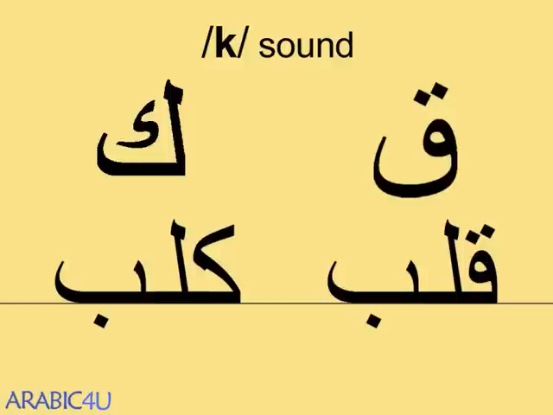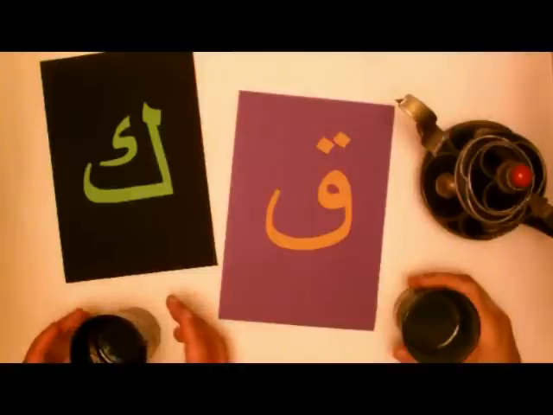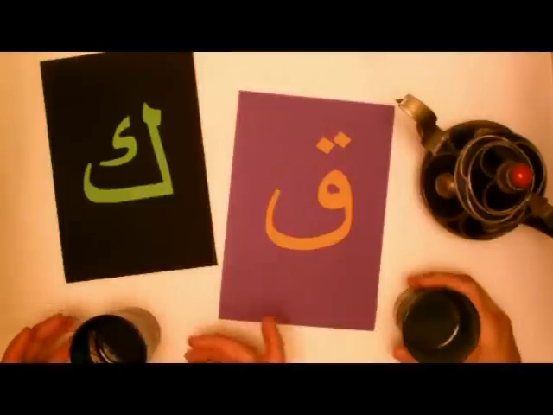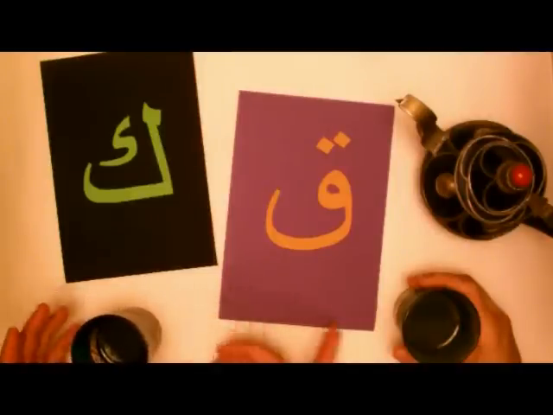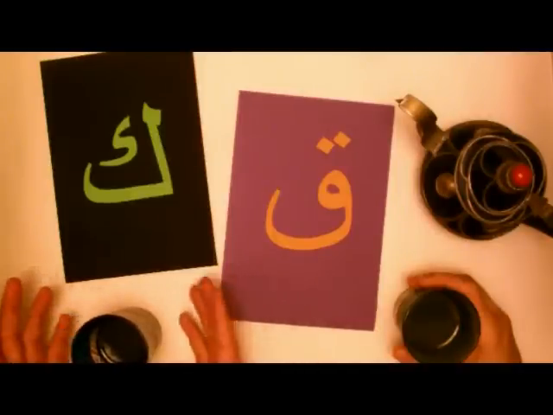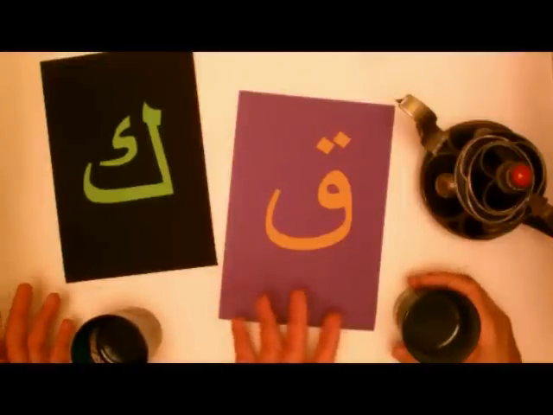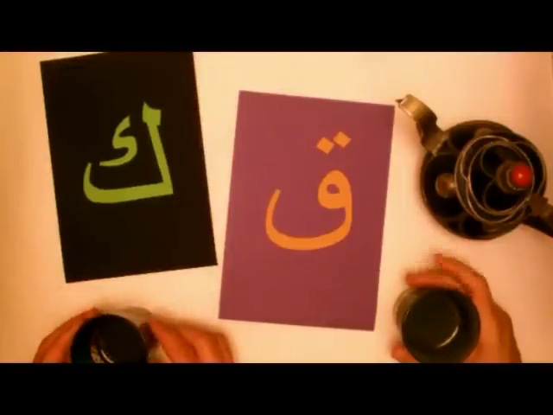I have two similar words for you. The first one is qalbun. Yeah. And the second one is kalbun. Yes. So qalbun means a heart. Kalbun means a dog. If you are going to an Arab doctor and you have a problem with your heart and you say you have a problem with kalbi, which means my dog, he will say you are at the wrong place.